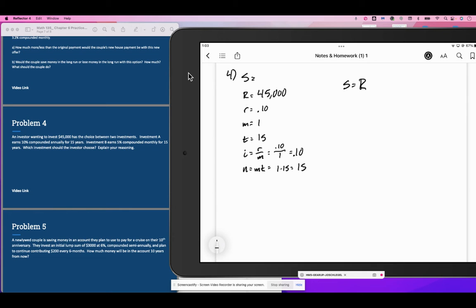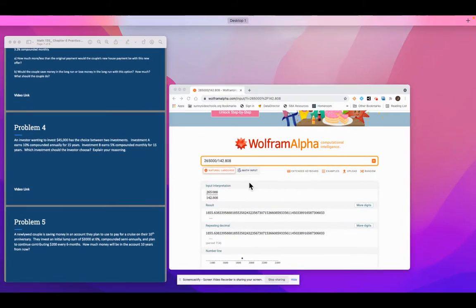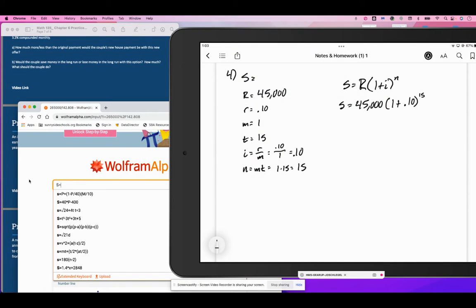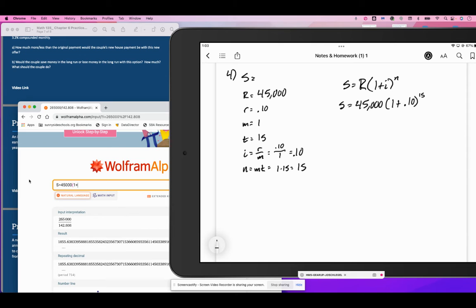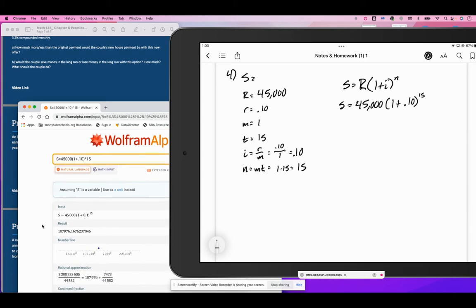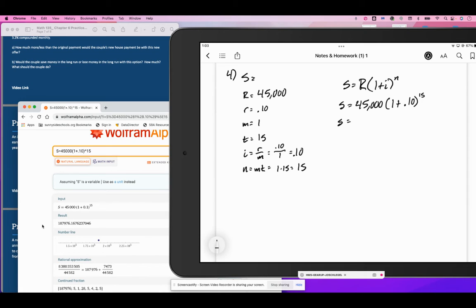This is compound interest. So S equals R times 1 plus I to the power of N. And so we've got S equals 45,000 times 1 plus our I, 0.10, to the power of N, 15. And so let's see what's going to happen to this money in this instance. So S equals 45,000 times 1 plus 0.10 to the power of 15. And this, holy moly, this investment is going to grow to a value of $187,976.17.